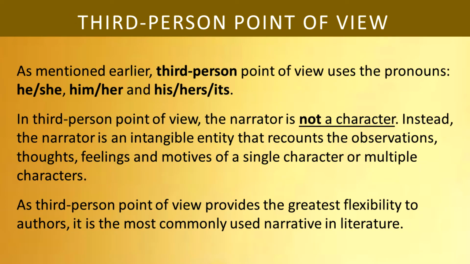As mentioned earlier, third-person point of view uses the pronouns he, she, him, her, and his, her, its. In third-person point of view, the narrator is not a character. Instead, the narrator is an intangible entity that recounts the observations, thoughts, feelings, and motives of a single character or multiple characters. As third-person point of view provides the greatest flexibility to authors, it's the most commonly used narrative in literature.